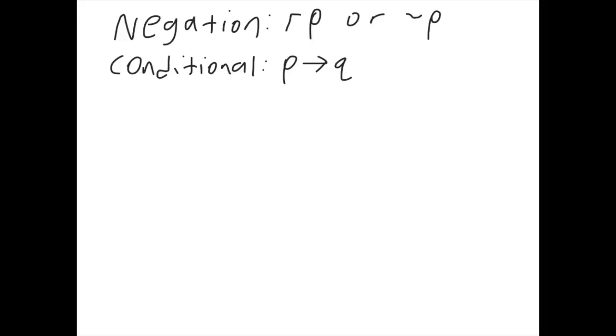So for the rest of these, we're going to take our usual conditional statement, the ones we've been dealing with, if P, then Q, and we're going to change them. So here's how you would write these. First, we have the converse, which switches P and Q. So instead of if P, then Q, we have if Q, then P.